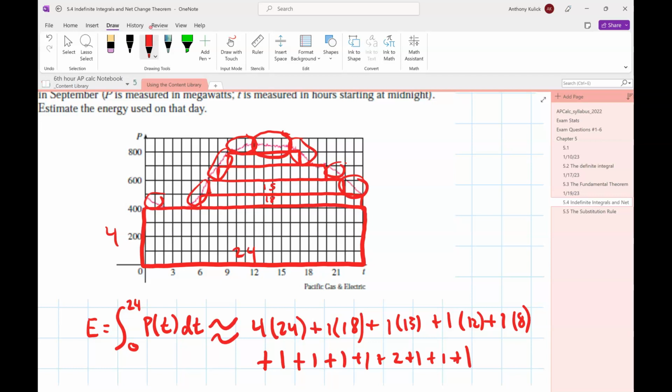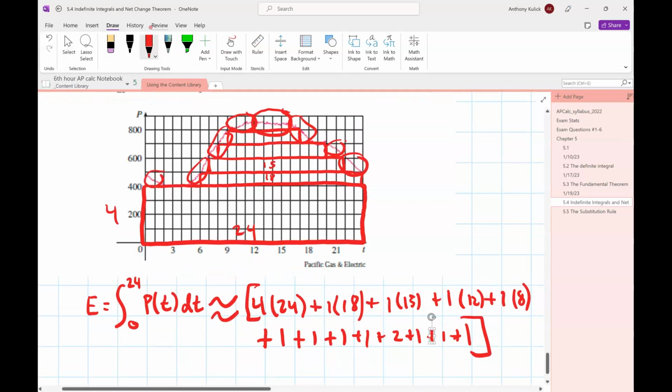Now, that's how many boxes we have, but we have a little bit of a units issue going on. How much is a box? So this is, a box is 100.